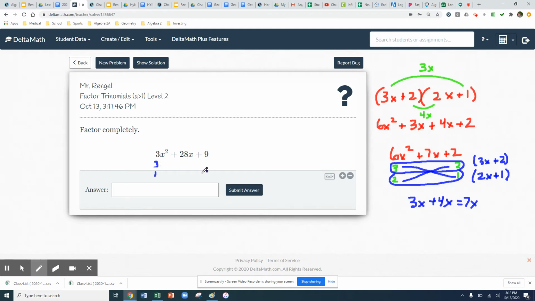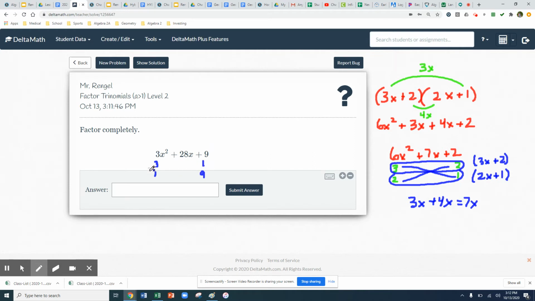So if I put the 3 and the 9 diagonal from each other, that would be my outside. I'm always thinking back to the multiplication, this 3x times 1. That would be this 3 times 9. That gets me to 27x. And then I put the 1 right here. That's going to get me another x to make 28x.